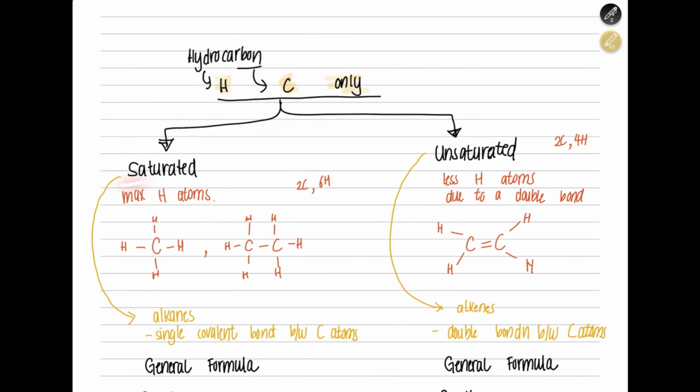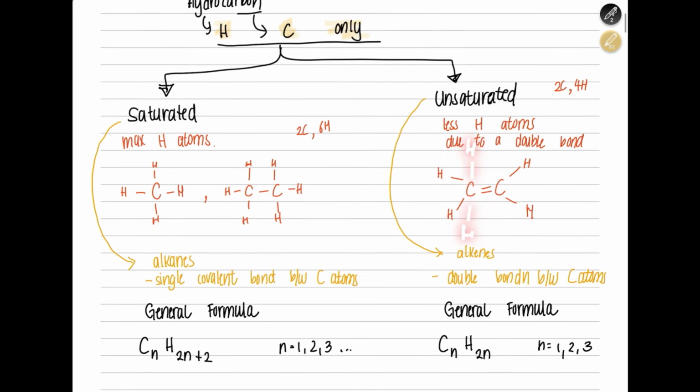It can be divided into saturated and unsaturated. Saturated has the maximum hydrogen atoms. That means it only has single bonds. On the other hand, unsaturated has fewer hydrogen atoms because there is a double bond. So there you can see this has 2 carbons and 6 hydrogens, whereas here 2 carbons have 4 hydrogens. We have 2 fewer hydrogens because there is a double bond, and each carbon can only have 4 bonds, so that's why it cannot attach 2 more hydrogens to it.